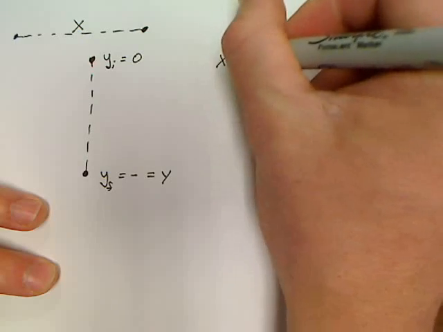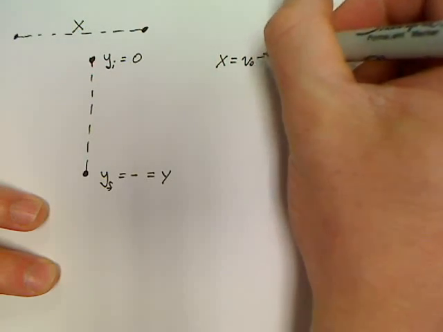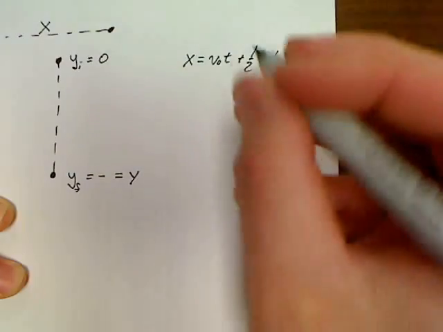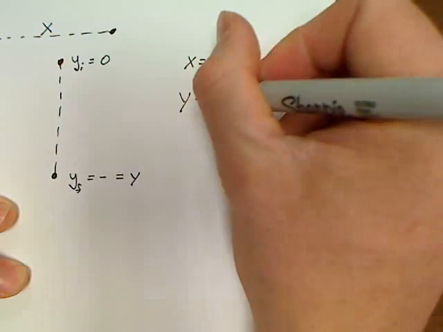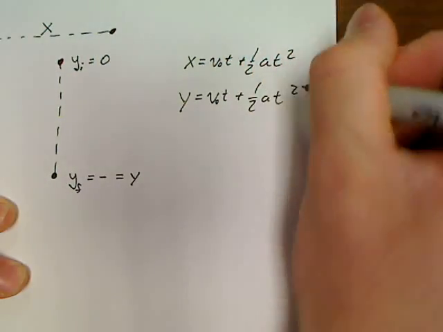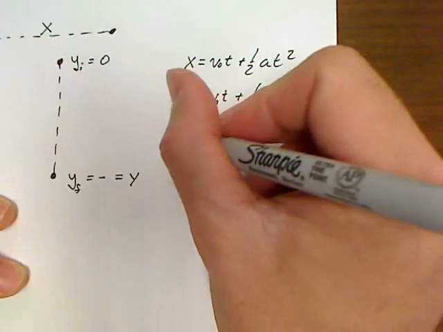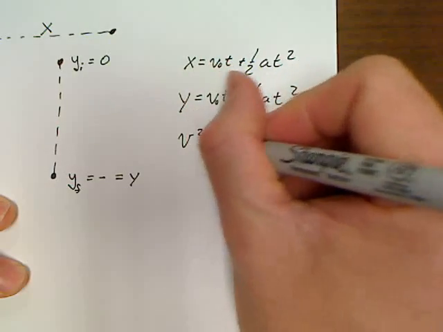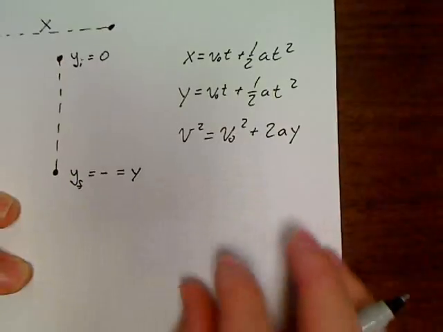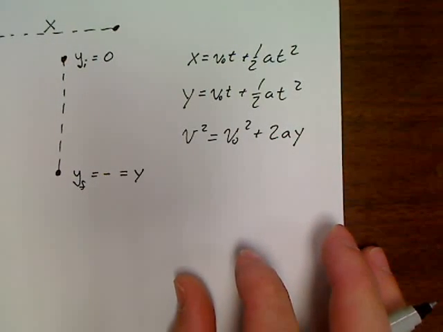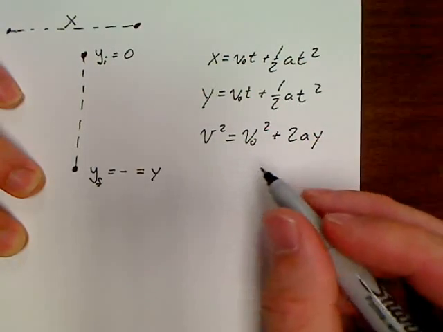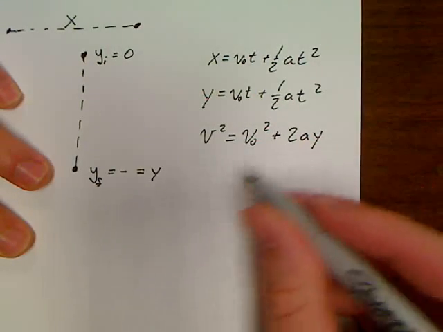So instead of x equals v0t plus 1/2 at squared, you're going to see me now write y equals v0t plus 1/2 at squared. And the third kinematic equation, you're going to see me write v squared equals v0 squared plus 2ay. Now, some books are going to teach you this differently. They're going to teach you to rewrite this. This is the way some textbooks will teach you to work these problems.